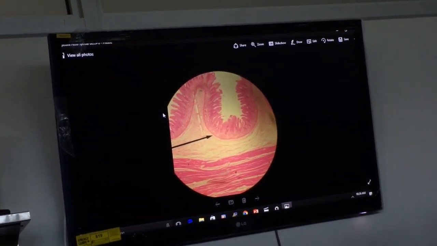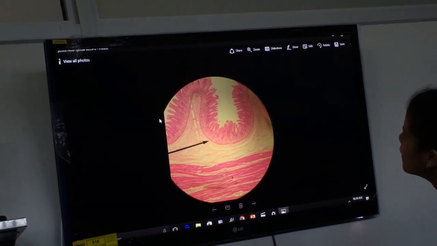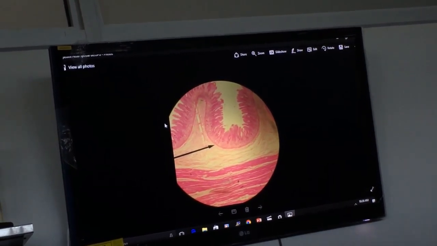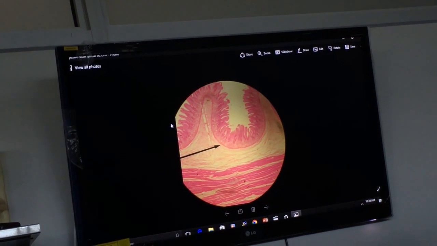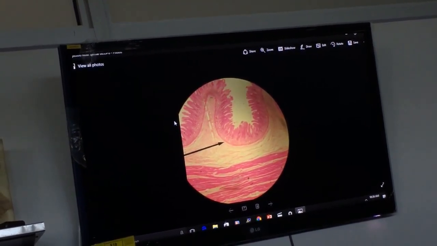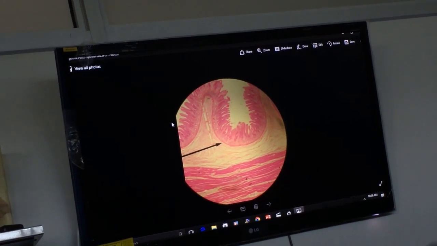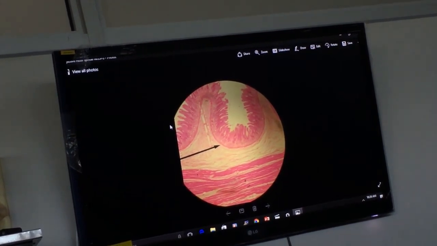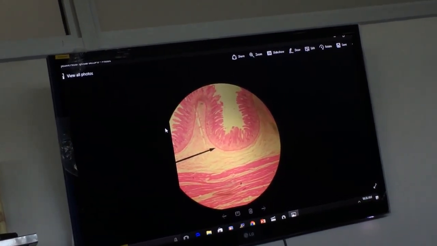So hold on now. Remember, Nana, for you to say small, there must be something in your head. It means that you're either seeing villi or you're seeing goblet cells. If you see none of those, and you tell me that this is small, it means that you're guessing.